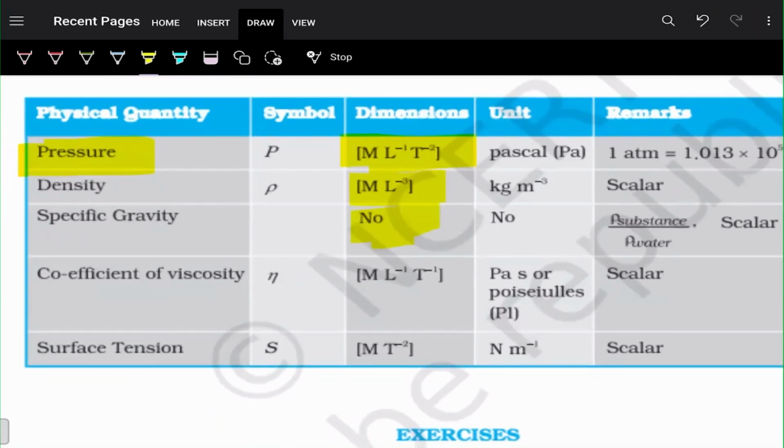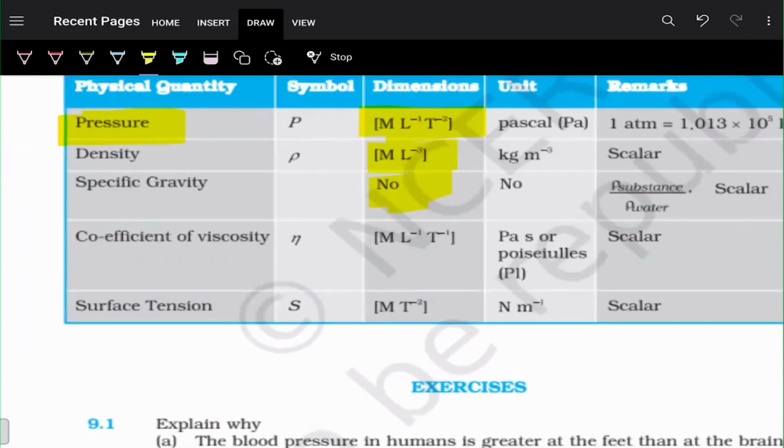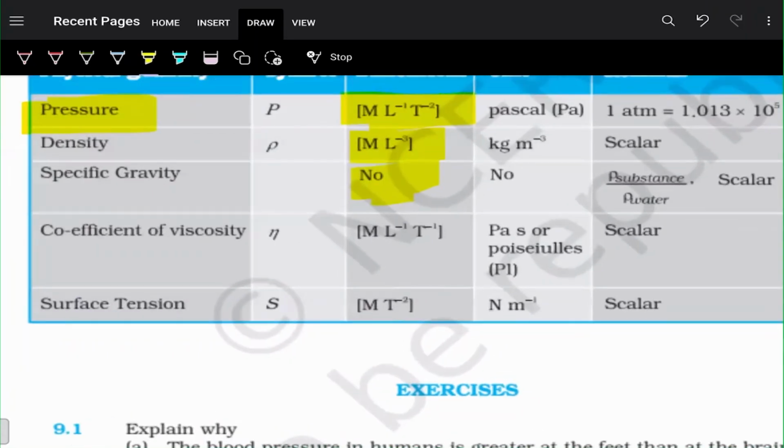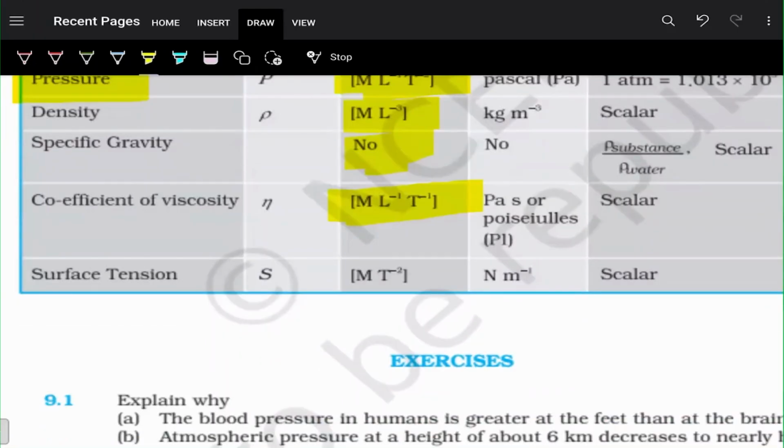Next, coefficient of viscosity. Its dimension is M L raised to -1, T raised to -1. Coefficient of viscosity dimension is M L raised to -1, T raised to -1. Surface tension is M T raised to -2. Simple only, M T raised to -2. That is force per unit length. Force is M L T raised to -2, with length cancelled below, so M T raised to -2.